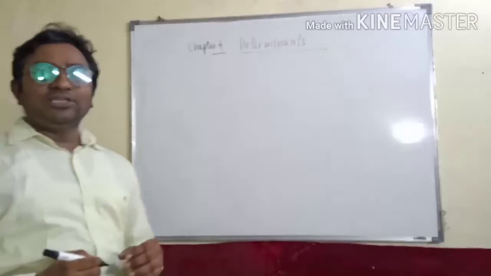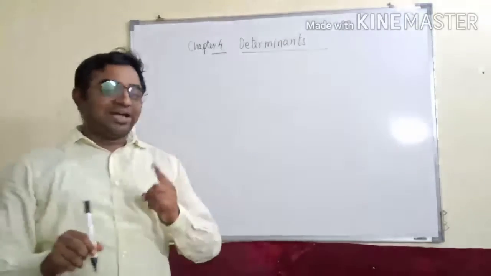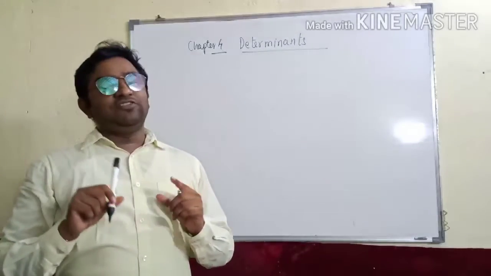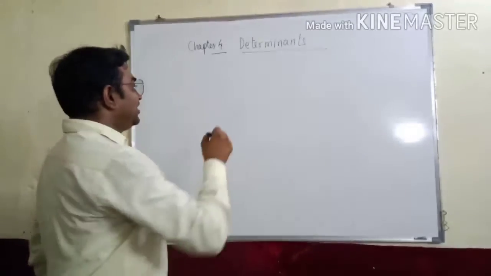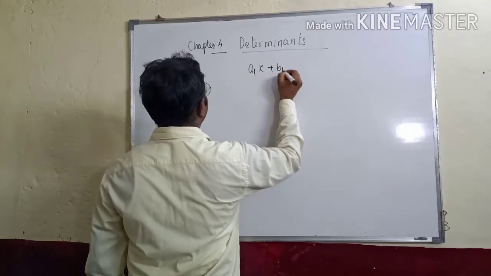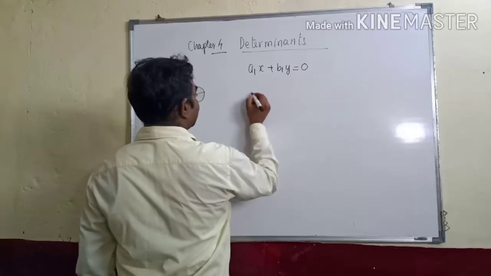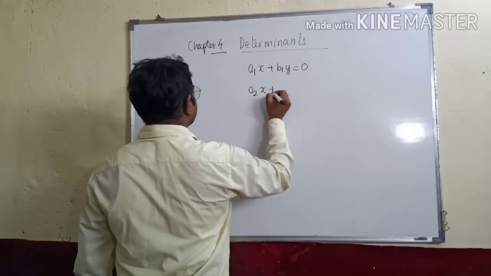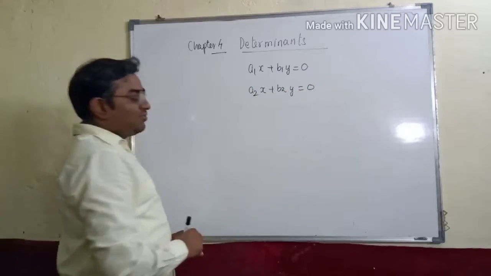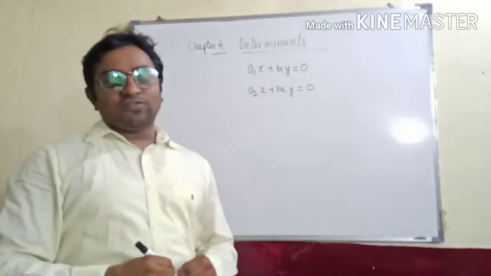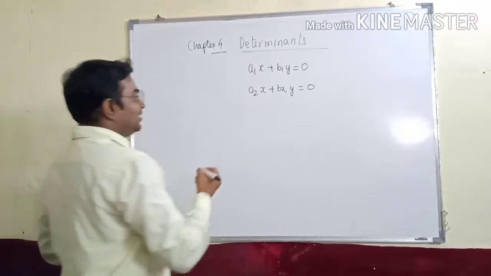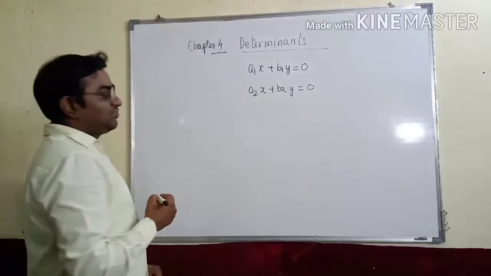determinants. Determinants in the sense determine the value. Determine the value means evaluate any value. So here if there are two linear equations, a1x plus b1y equals 0, a2x plus b2y equals 0. Here we can find the magnitude of these linear equations. So how will we find the magnitude of these linear equations?